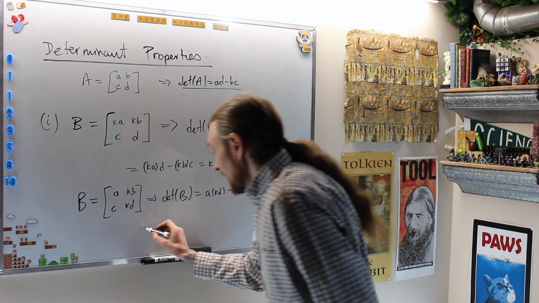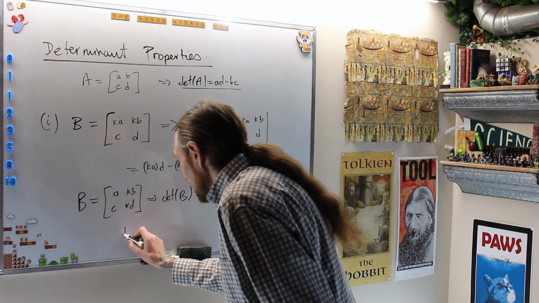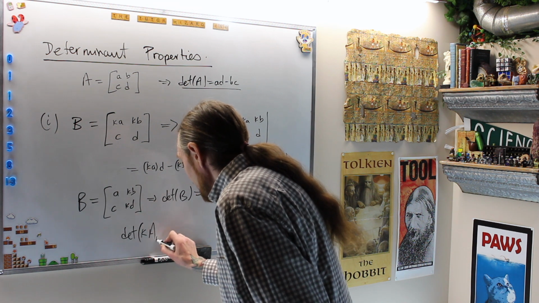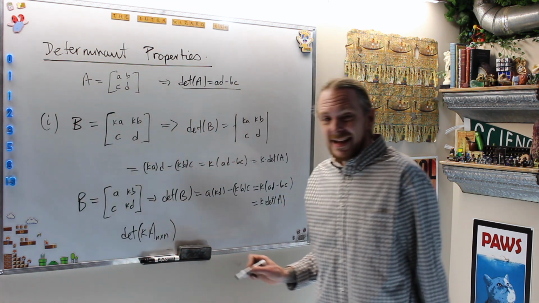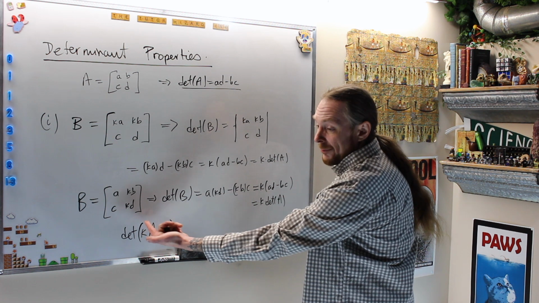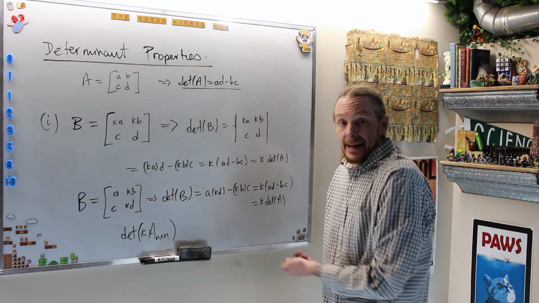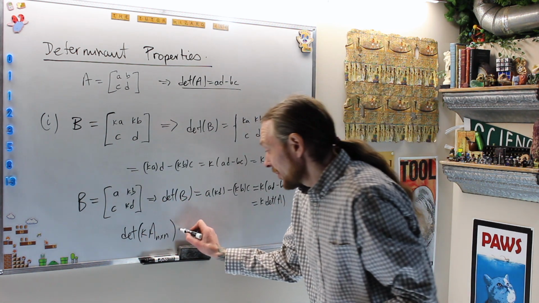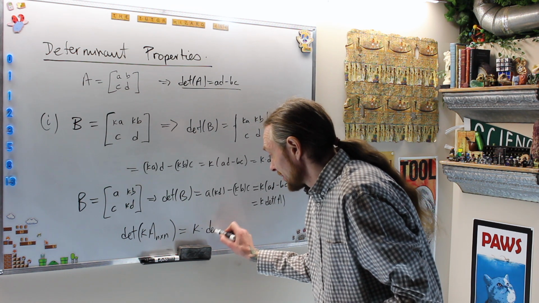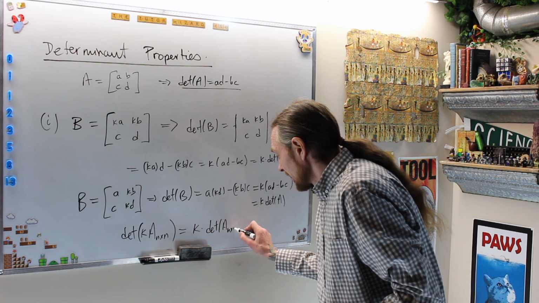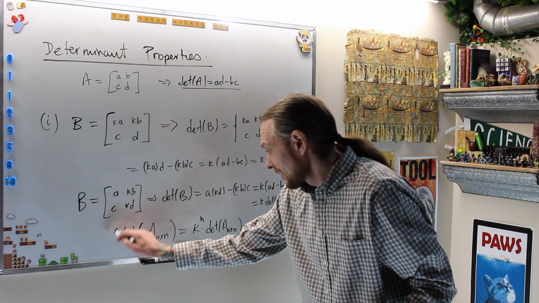Coincidentally, what does that say about the determinant of K times A for an n by n matrix? Scalar multiplication multiplies every row by K, and there are n rows, so that will be equal to not just K times the determinant of A, but K to the n times the determinant of A.